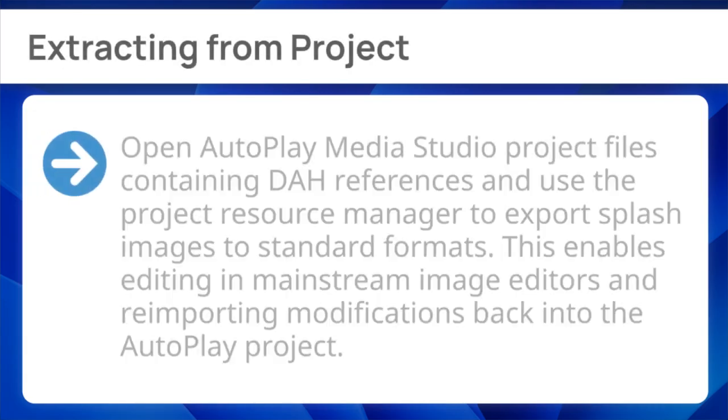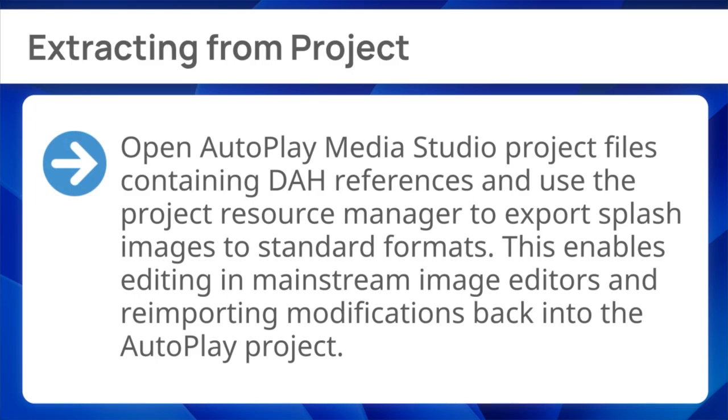Finally, extracting from project. Open AutoPlay Media Studio project files containing DAH references and use the Project Resource Manager to export splash images to standard formats. This enables editing in mainstream image editors and re-importing modifications back into the AutoPlay project.